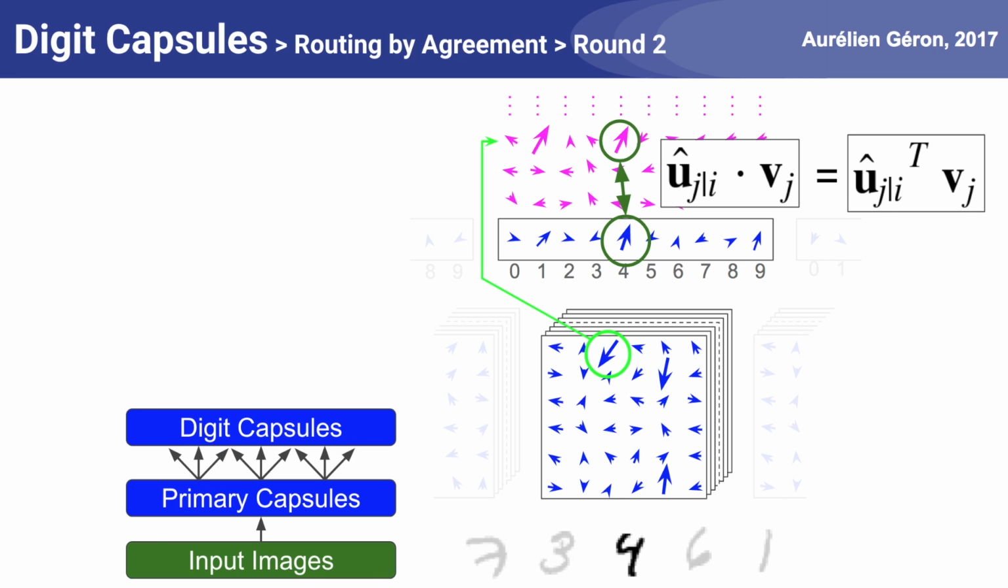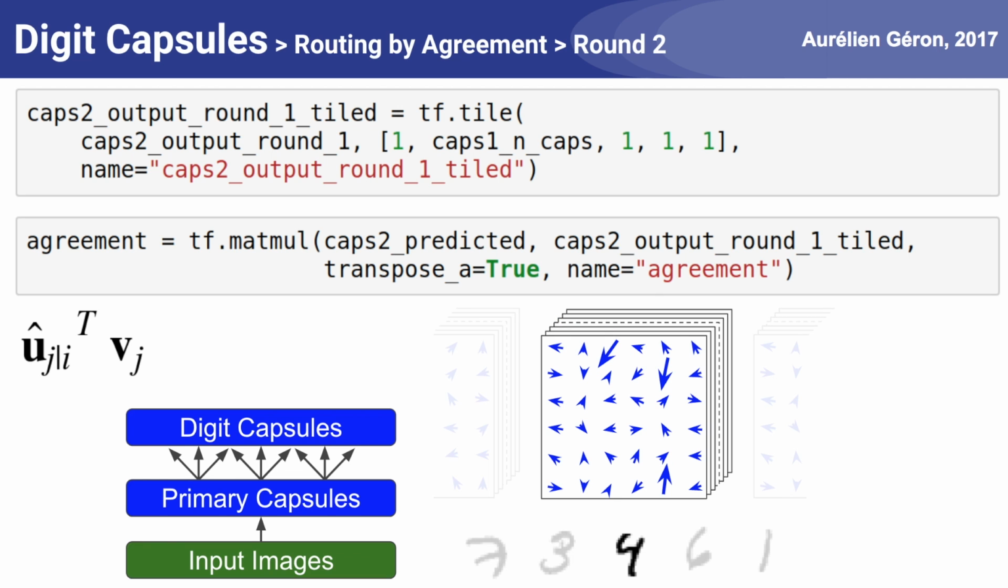And now, of course, we need to do this for each predicted vector. So once again, we can use the matmul function to perform all the matrix multiplications in just one shot. First, we must use the tile function to get one copy of the actual output vectors vj for each primary capsule. Then we use matmul, telling it to transpose each matrix in the first array on the fly, and lo and behold, we get all the scalar products at once. So now we have a measure of agreement between each predicted vector and the actual output vector.